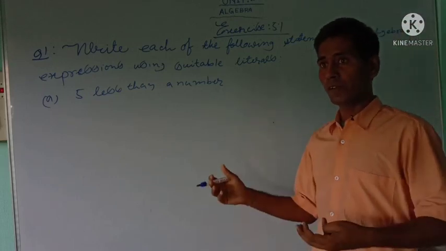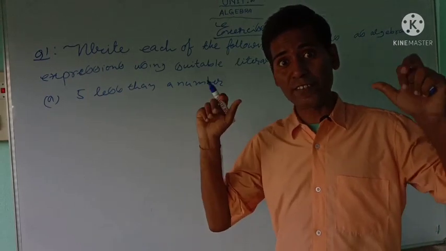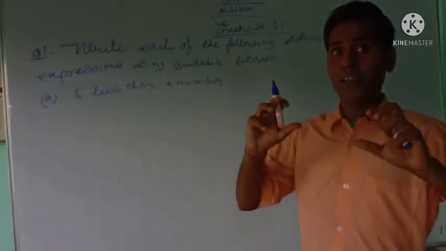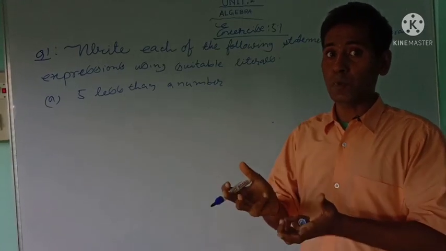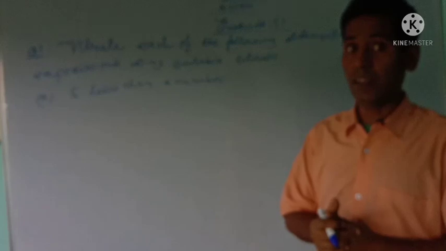So, till now we have already learned what a literal is. A literal can be a variable, and a literal can be a constant. We have a literal with fixed value and a literal without fixed value. A, B, C, D, X, Y, Z are called literals without fixed value, or variables, and 2, 3, 4, minus 6, minus 5, 10, 20 are called constant terms.